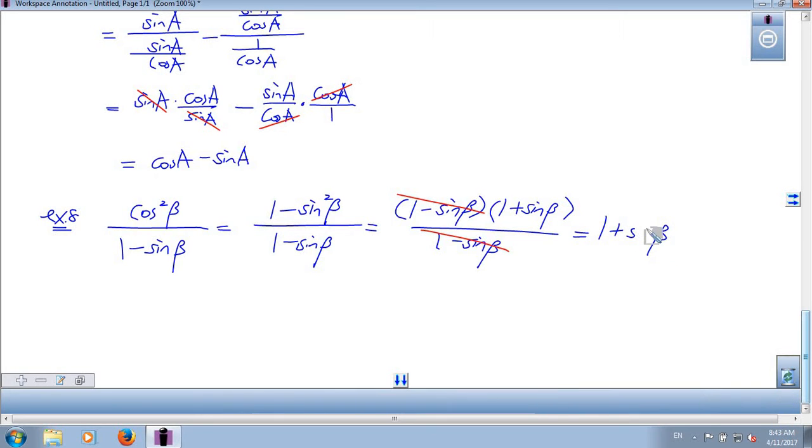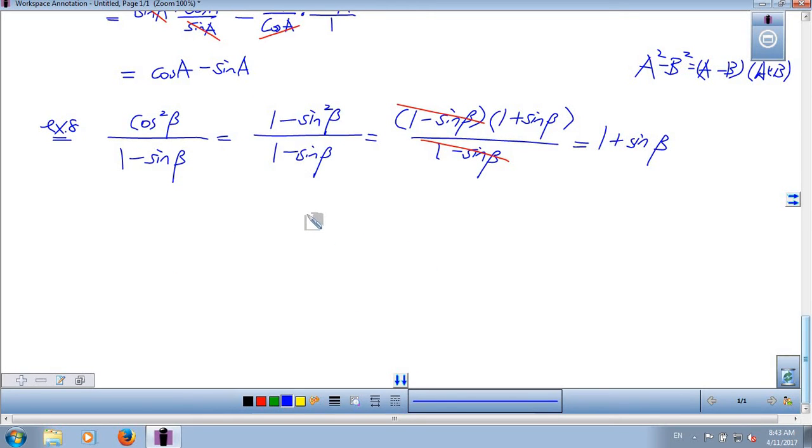So this is using an algebraic technique, a factoring technique, on 1 minus sine squared beta. You remember a squared minus b squared can be factored into a minus b times a plus b. That's where we got the factoring from. So this is using that factoring technique. That's a very important thing that we can do. Okay. All right, let's try another one.